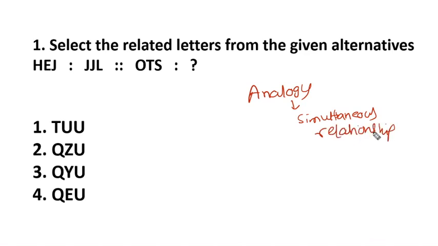Sometimes this concept can be based on English, like synonyms, antonyms, etc. Sometimes it can be based on general knowledge, GK. Sometimes it can be based on numbers, which is mathematics, etc. Sometimes it can be based on letters also. If you look at the question, this one is based on letters.